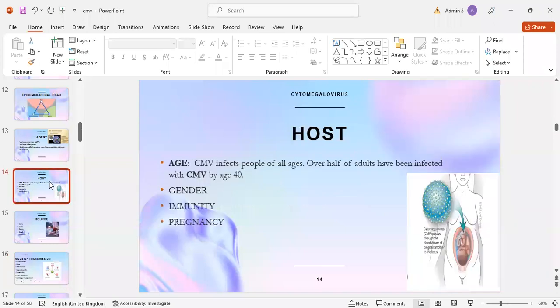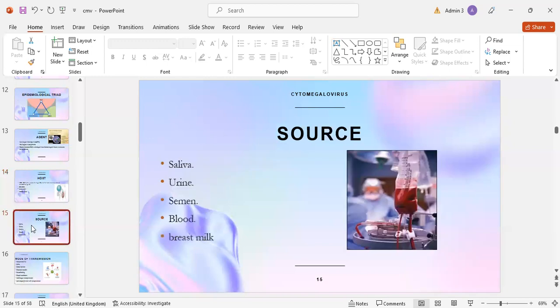Host: age, gender, immunity, and pregnancy. Cytomegalovirus infects people of all ages. Over half of adults have been infected with cytomegalovirus by age 40. Gender: both genders can be equally infected. Immunity: immunocompromised patients are more infected, and pregnant females are also more prone to infection.